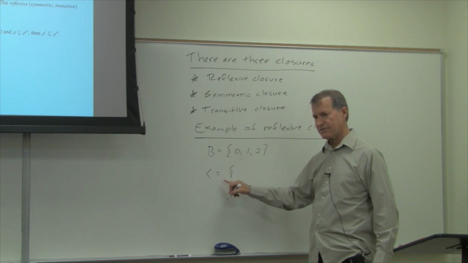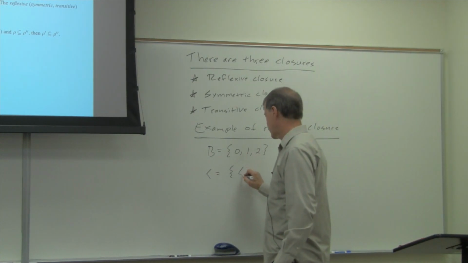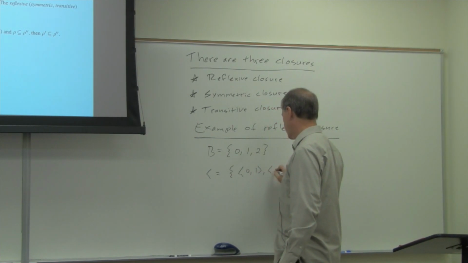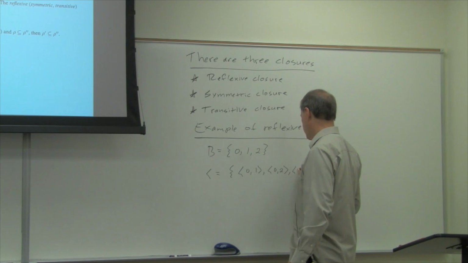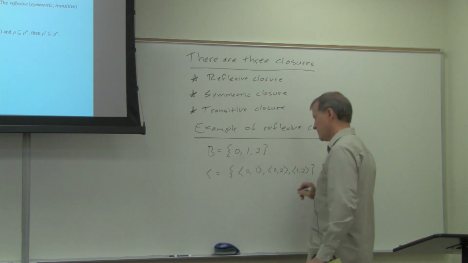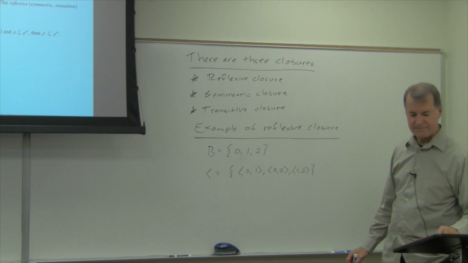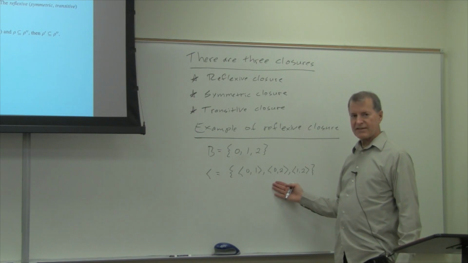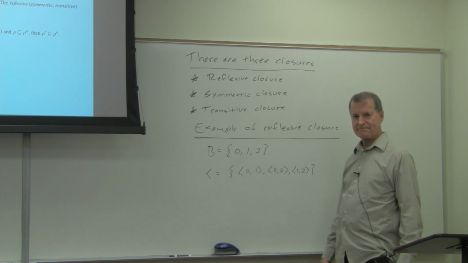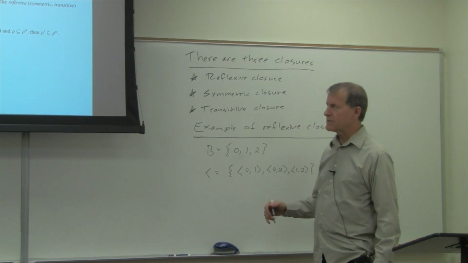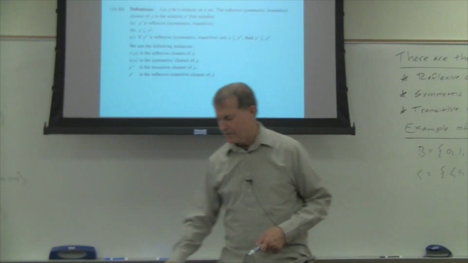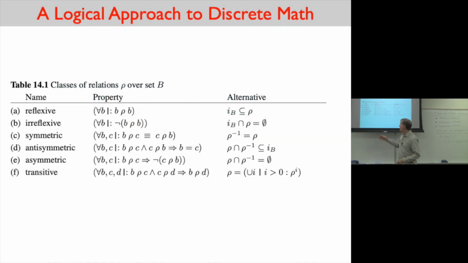What is the less than relation? 0, 1. 0, 2. 1, 2. Is everybody good on that? Now, I have a question for you. Is this reflexive? Yes or no? You remember what reflexive means? Let's go back and remember what is reflexive. It means that for all B, B rho B. The identity of B is a subset of the relation.